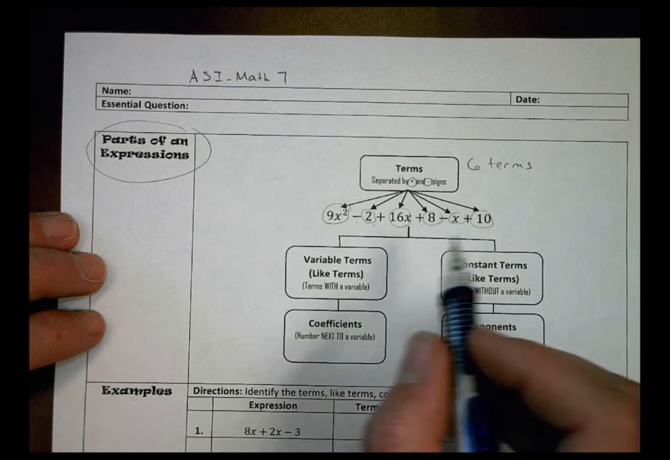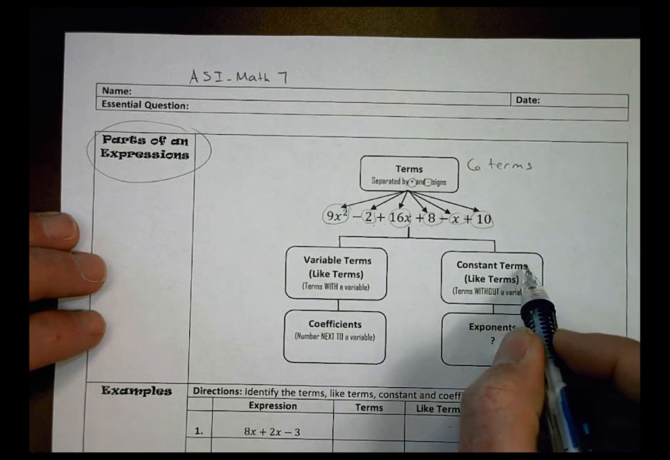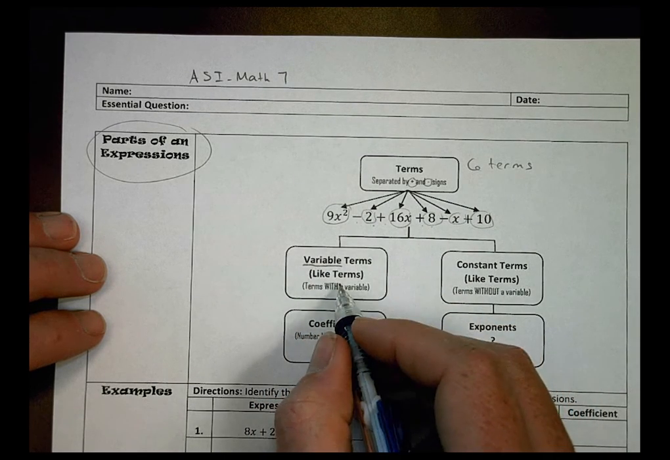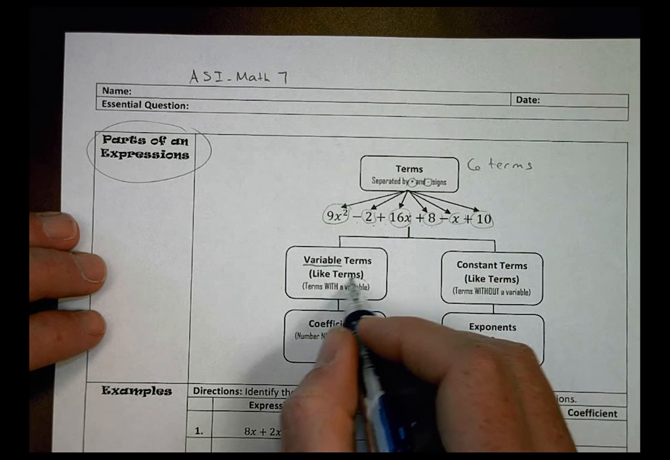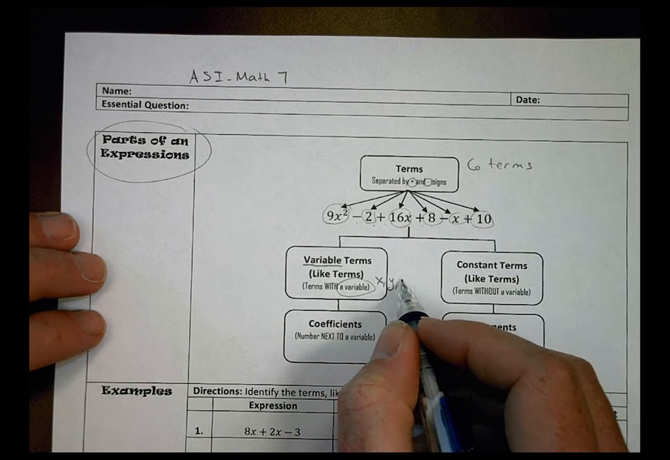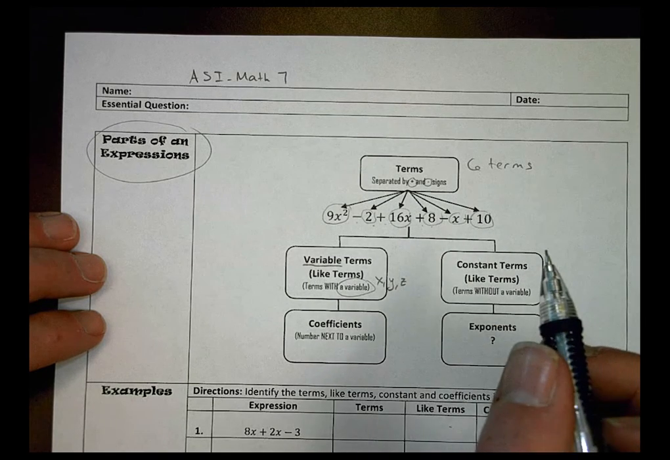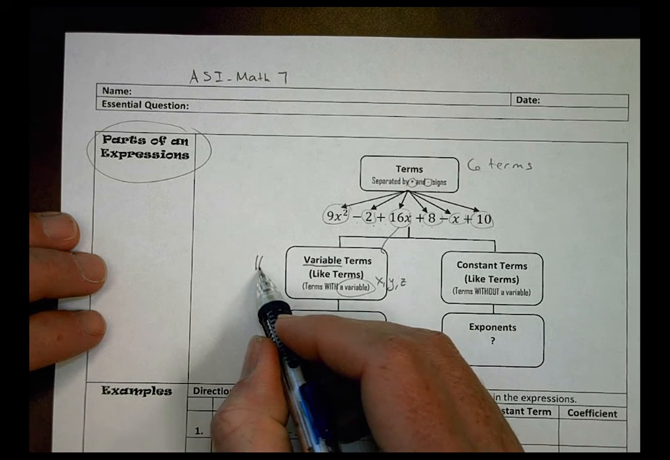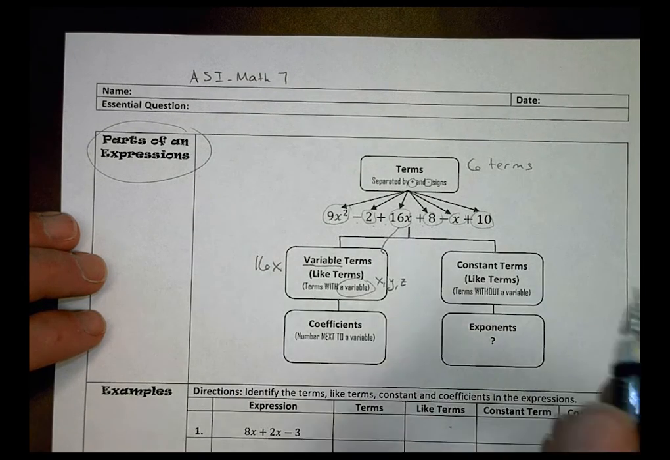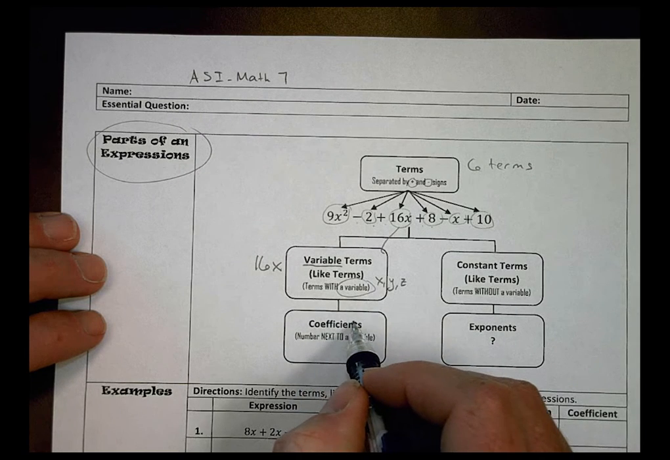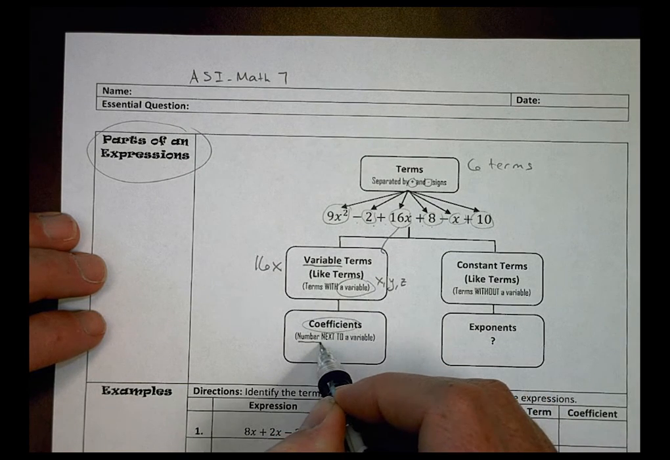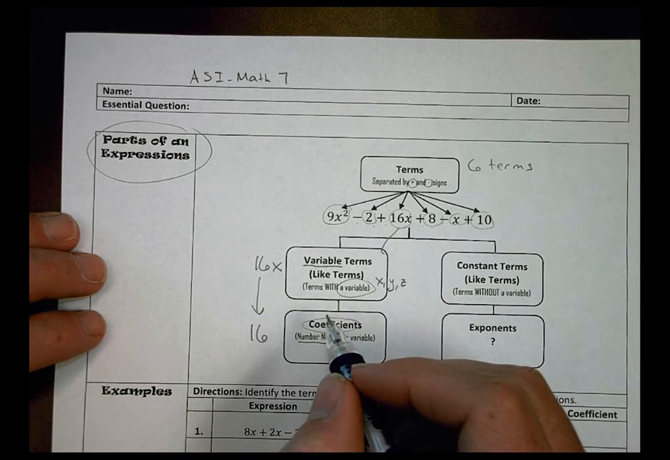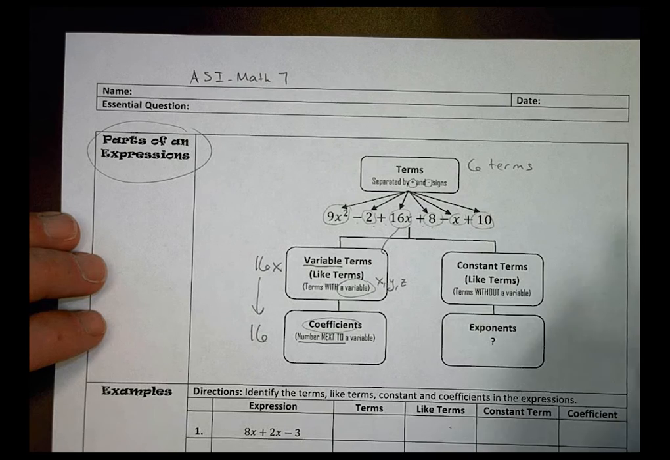Now within the terms, you have variable terms and constant terms. The variable terms are the ones that are going to have a variable. Variable means they're going to have an x or a y or a z or some other letter that goes with that term. For example, here you have 16x, which is an example of a variable term. Coming off of that, you have coefficients. The coefficient is the number next to the variable. So in this case, the coefficient would be 16. That's an example of how that works.